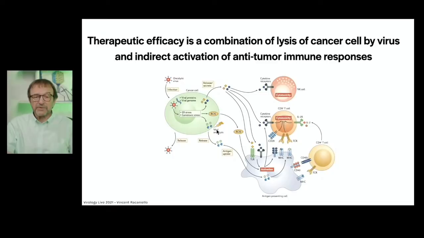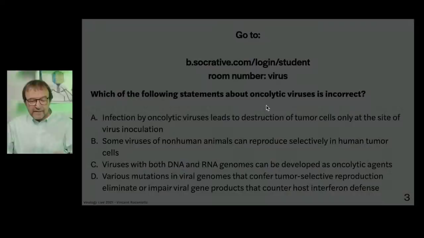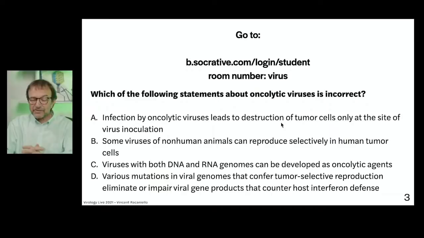And for our last question of this course, which of the following statements about oncolytic viruses is incorrect? A, infection by oncolytic viruses leads to destruction of tumor cells only at the site of virus inoculation. B, some viruses of non-human animals can reproduce selectively in human tumor cells. C, viruses with both DNA and RNA genomes can be developed as oncolytic agents. D, various mutations in viral genomes that confer tumor-selective reproduction eliminate or impair viral gene products that counter host interferon defense. So which is wrong?